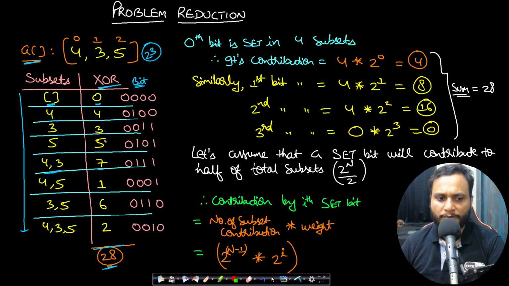Now if you look at any number, like let's say I show you this number 0 1 1 0. In this case, this 1 is the first bit, because the bit will be counted from right to left.